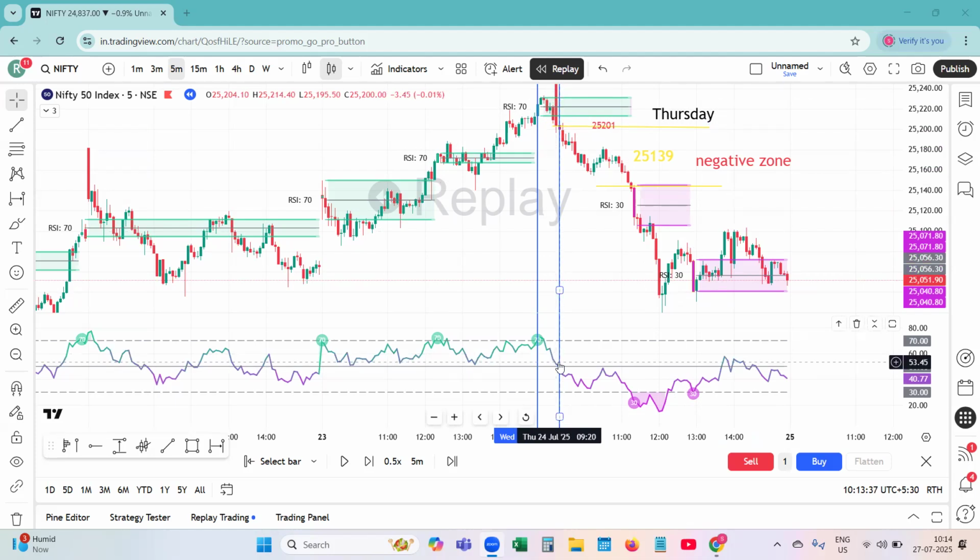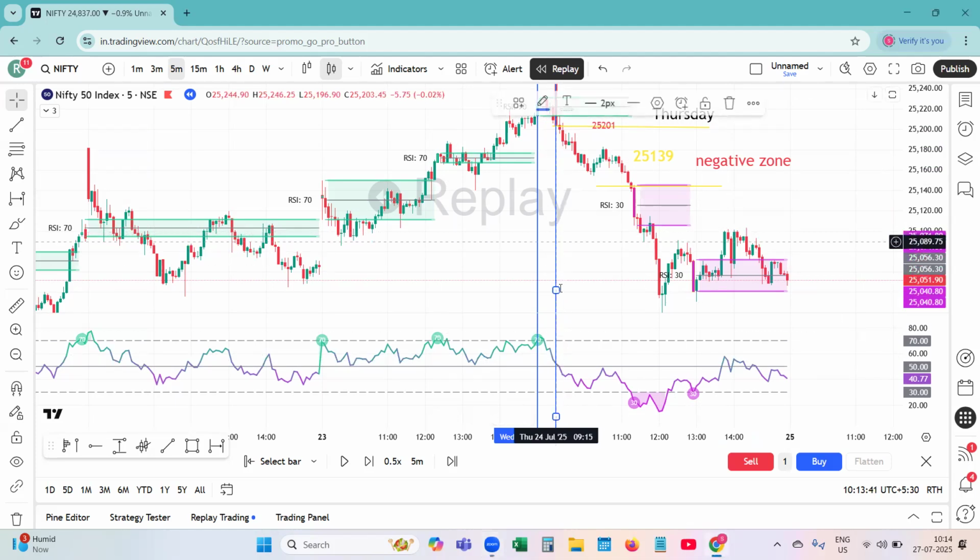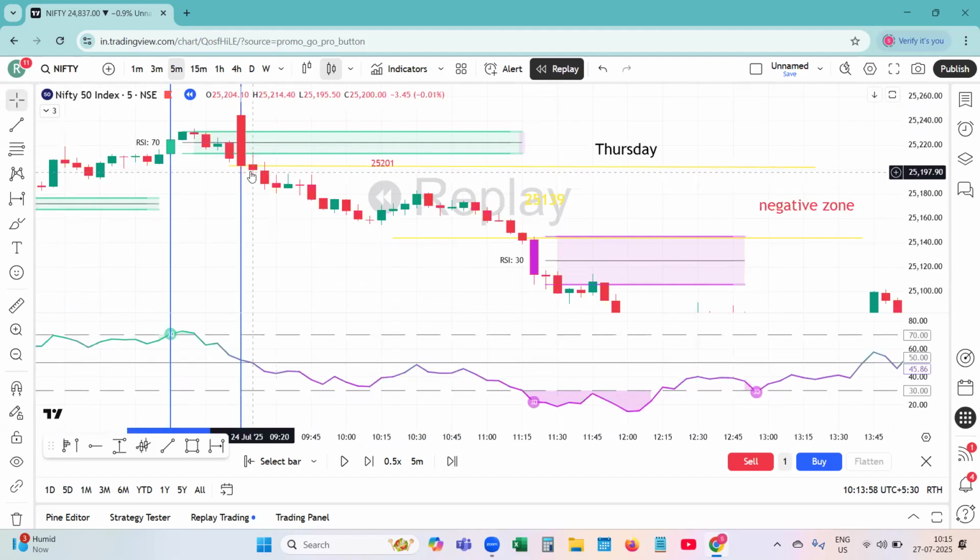This candle, if I place this cursor, let me bring this vertical line, it is just above the 50 line, but indicating weakness. And the second candle itself, let me zoom it out, it is showing a drop, weakness. But in the live market, it will be a big bullish reversal candle.